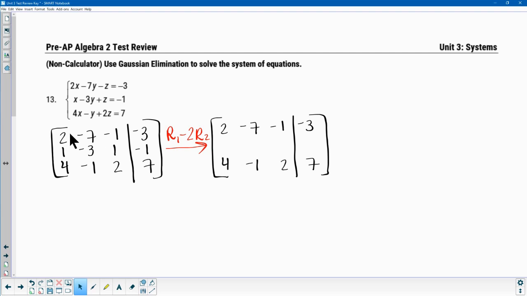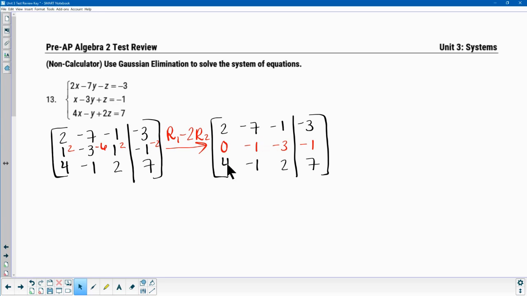So what I like to do is go ahead and write the multiples out so I can see them, and then do my subtraction. So 2 minus 2 is 0. -7 minus -6 is -1. -1 minus 2 is -3. -3 minus -2 is -1. Now that I have my 0 here, I move on to my next value.